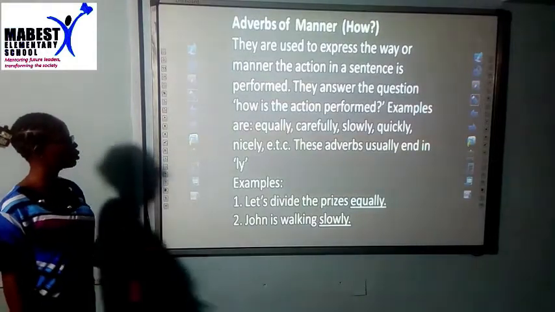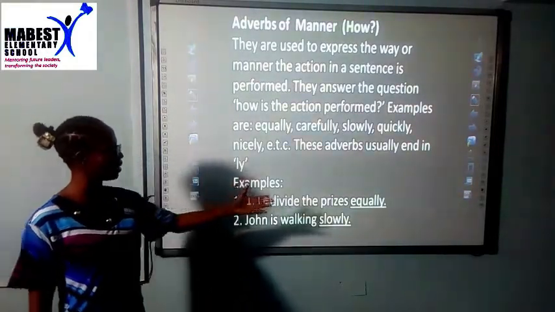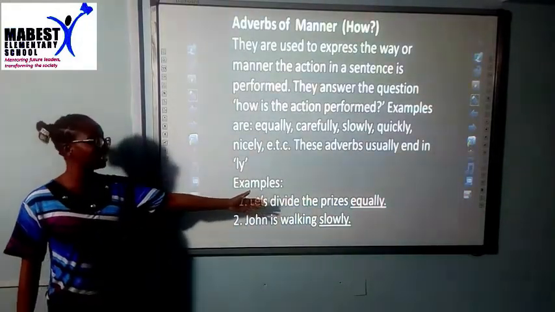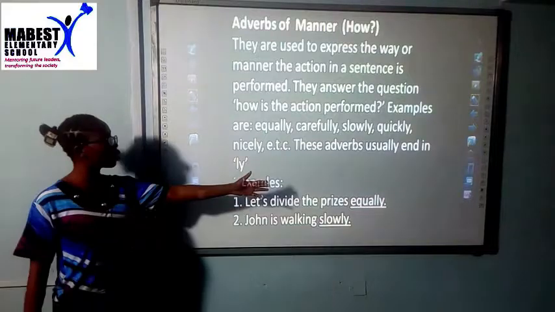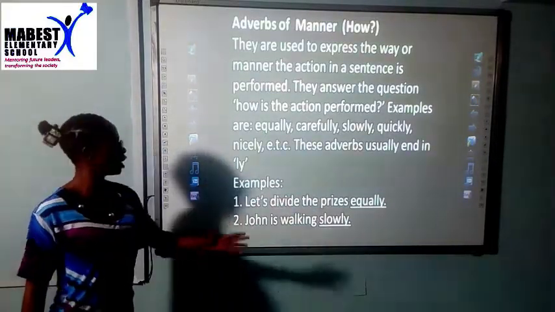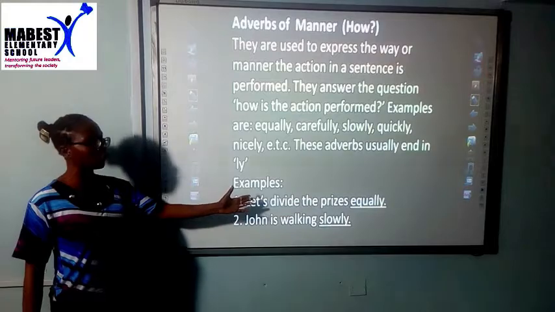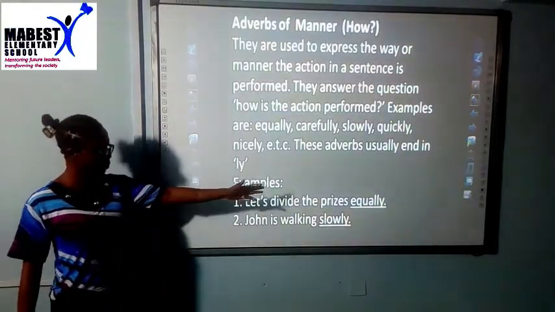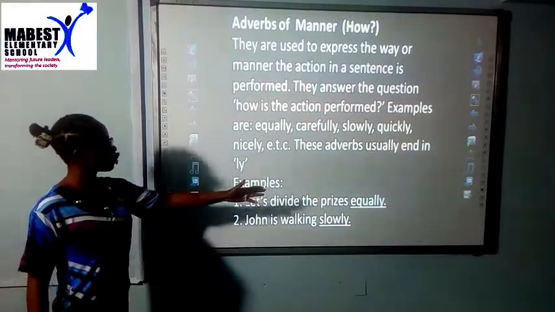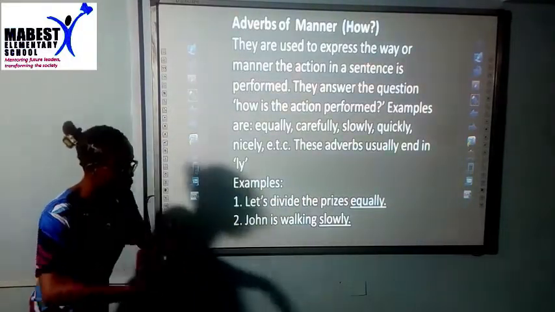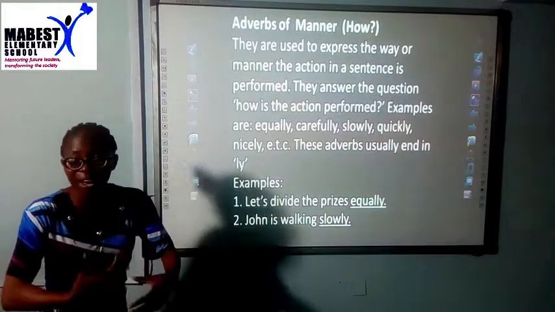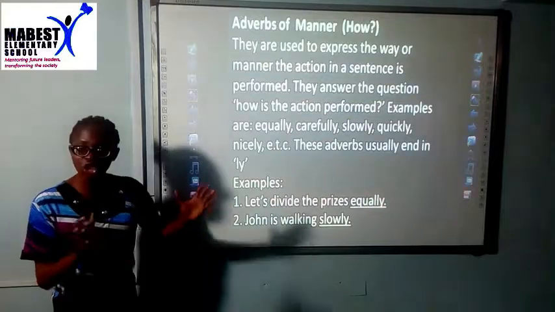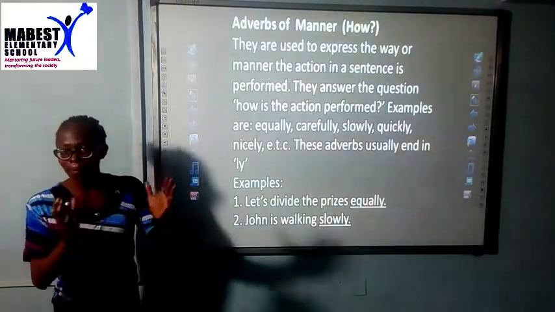Examples are, number one, let's divide the prizes equally. Here, divide is the word, the action in the sentence, while equally is the adverb. Equally is giving us more information about the verb divide. Equally is also telling us how we should divide the prize, that it should be divided equally. So it's telling us the way in which the action in the sentence should be performed.